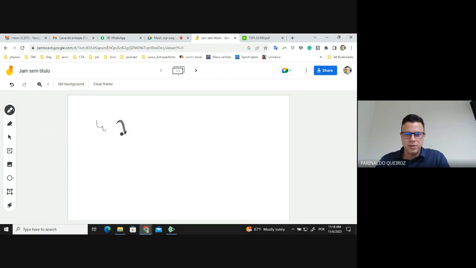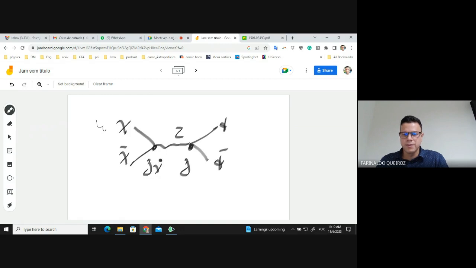Okay, so we have chi bar, and then I have this case. Chi bar, Z, fermion, anti-fermion. And I said this is a g coupling and this is g chi.